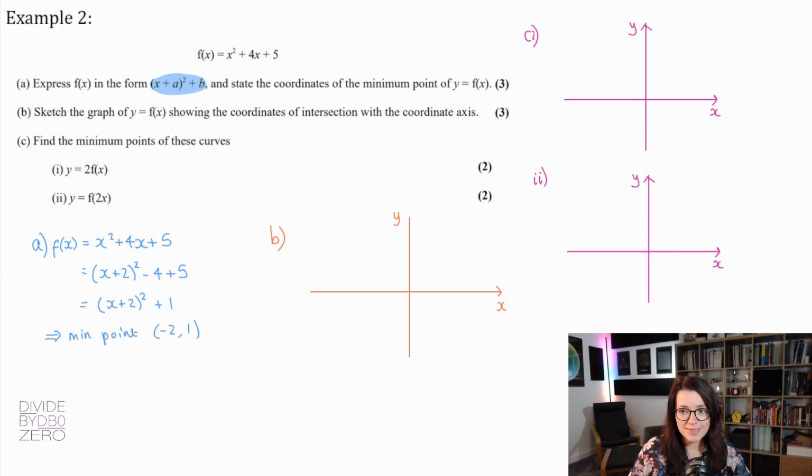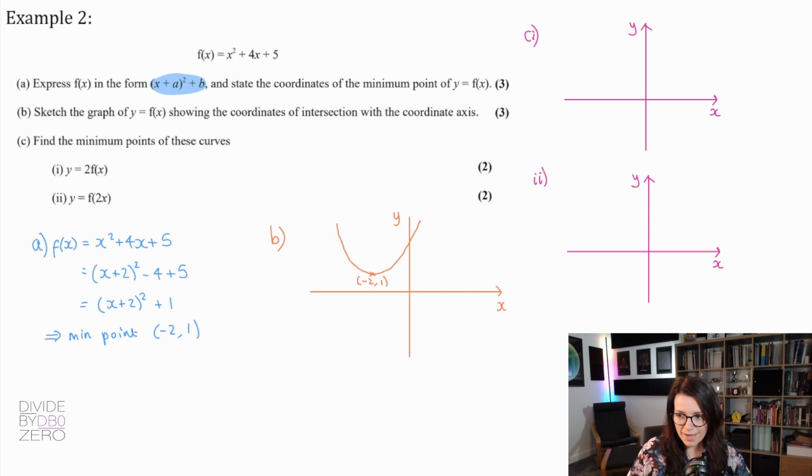For part B, we need to sketch the graph, showing the coordinates of intersection with the coordinate axes, which we can work out this time. I would probably start with the minimum point being minus 2, 1, so here somewhere. And then because we know it's a positive quadratic, we know it's going to be a nice symmetrical U shape.